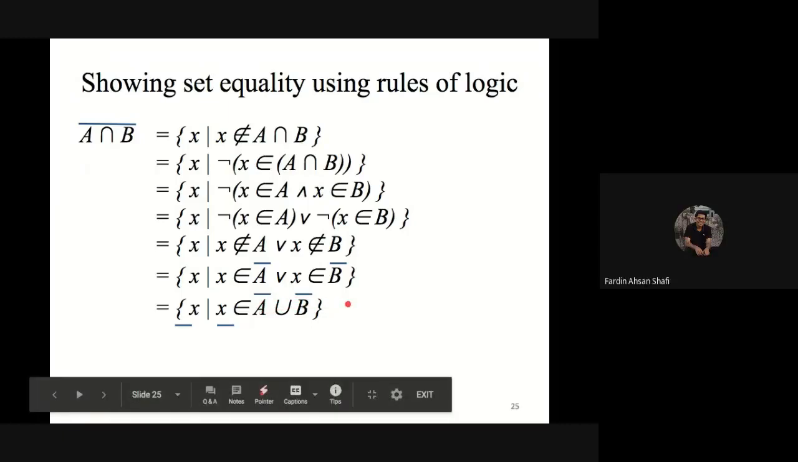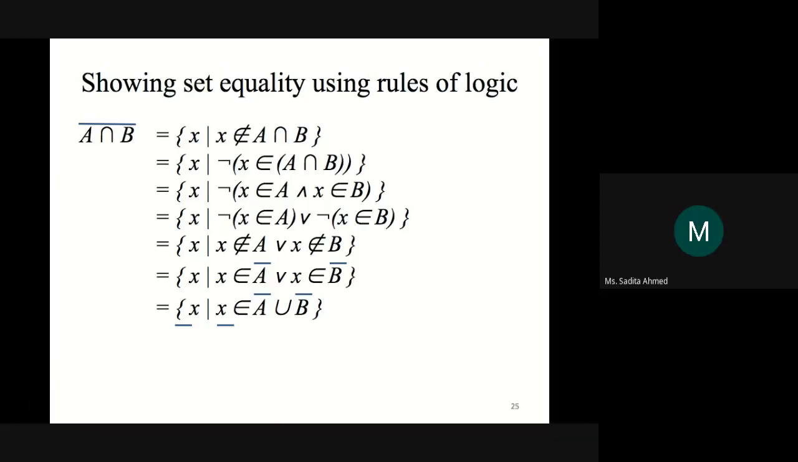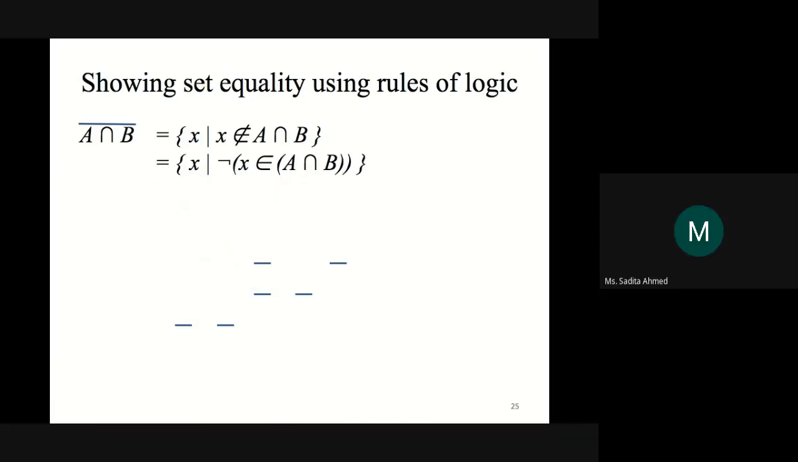Miss, I have a question on the second line. This one? Yeah. You took the negation and then X not belongs to became belongs to. Why did it not affect the intersection, A intersection B? It does in the later steps.